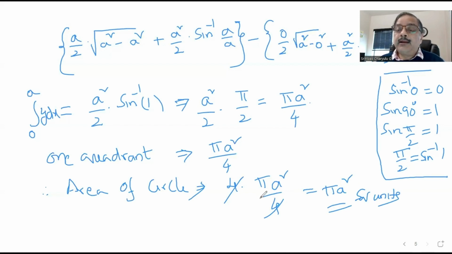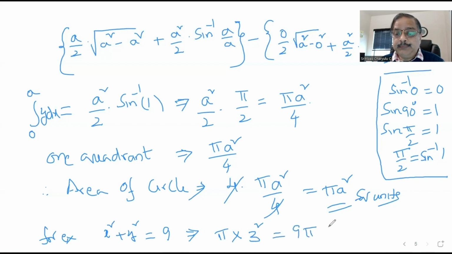So if you are given, let us say in terms of numbers, x square plus y square, say for example, x square plus y square is equal to 9. For this area, for 1 mark sometimes, without having to work, straight away pi a square. Pi into a value here 3. So 9 pi is the answer. So if you remember this, you will be able to do it for 1 mark. Generally, this will be coming in the examination. You have to work out, you have to derive this area formula.